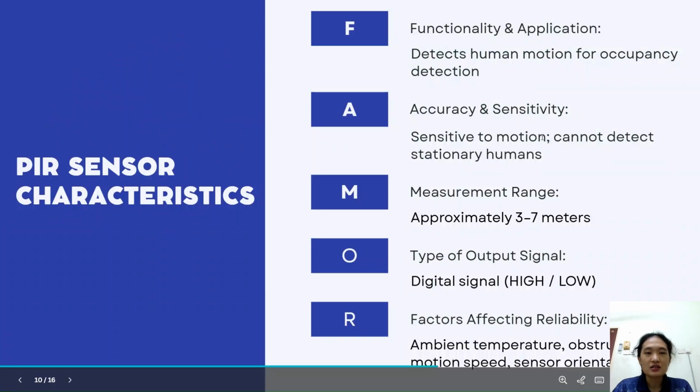The PIR sensor detects human motion for occupancy detection. It is sensitive to movement but cannot detect stationary objects. The technical measurement range is approximately 3 to 7 meters. The output signal is digital, where a high signal indicates motion detected and a low signal indicates no motion. Factors affecting reliability include ambient temperature, obstruction, motion speed, and sensor orientation.